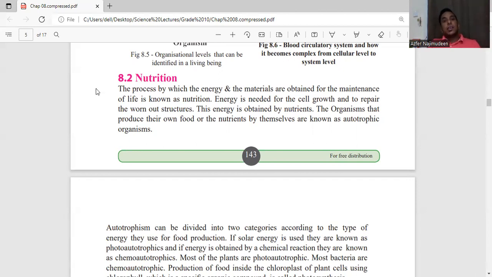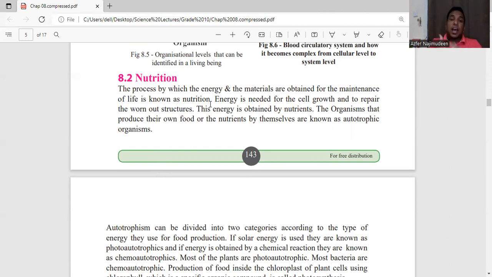So this is how this characteristic becomes unique for living organisms. The process by which energy and materials are obtained for the maintenance of life is known as nutrition. So this is also the definition for nutrition. You need energy in order to maintain your life, right? So this is obtained by nutrition. Energy is needed for cell growth and to repair the worn out structures. So you know that cells also have a lifespan.